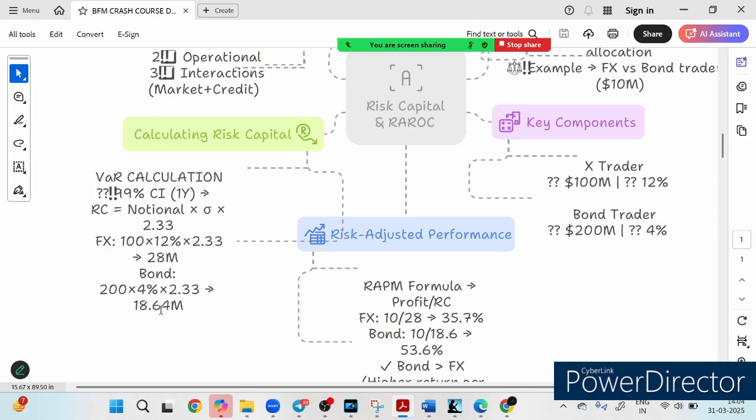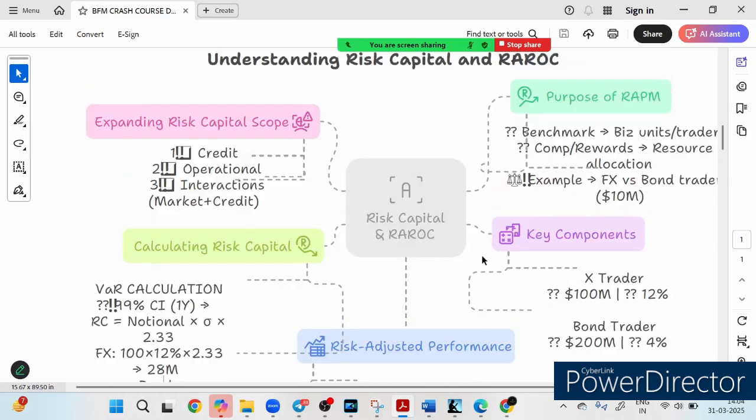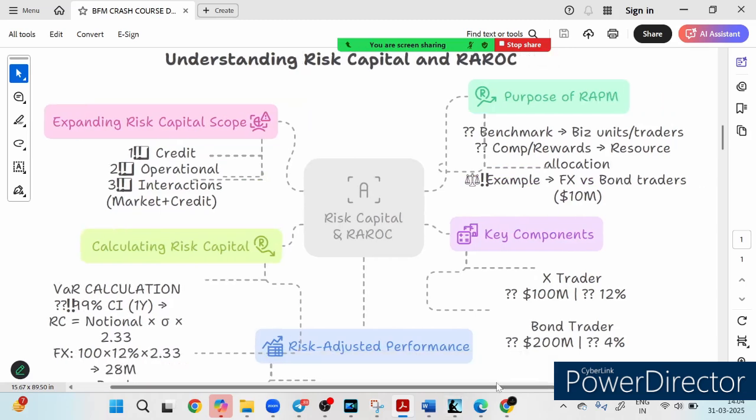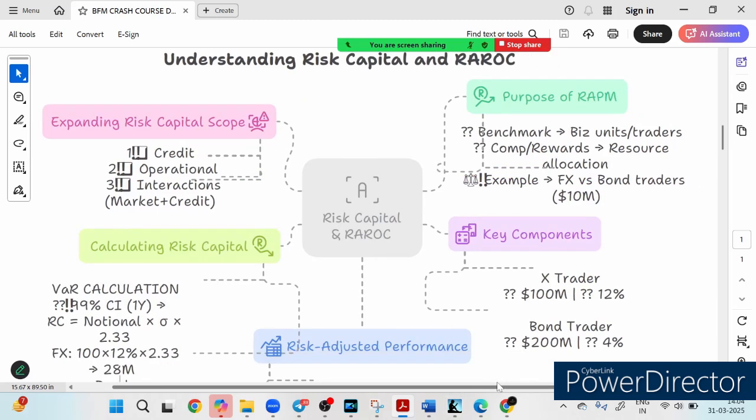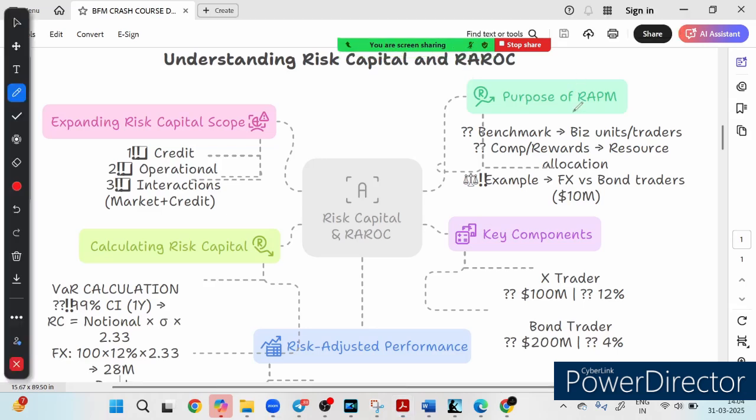But simply knowing risk capital is not enough. Yes, we know how to calculate risk capital, I have just told you, but simply knowing risk capital is not enough. So we have to look at the purpose of RAPM. Banks don't just look at raw profit, they compare performance relative to risk. Whenever I say RAPM, it means risk adjusted performance measure, which means they compare performance relative to the risk.